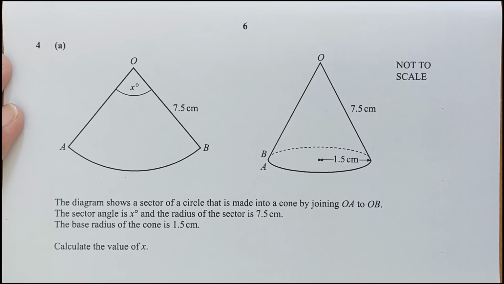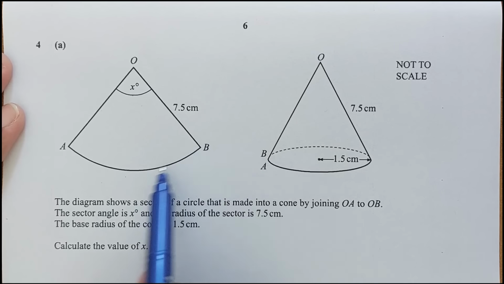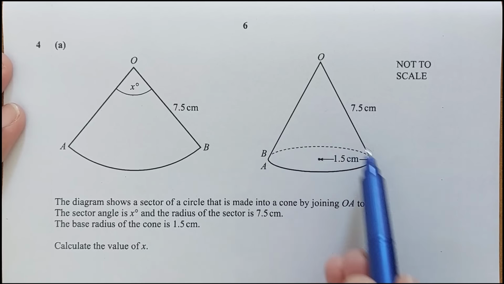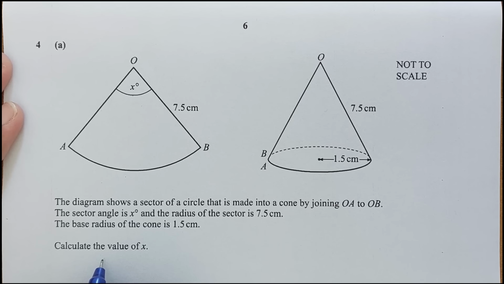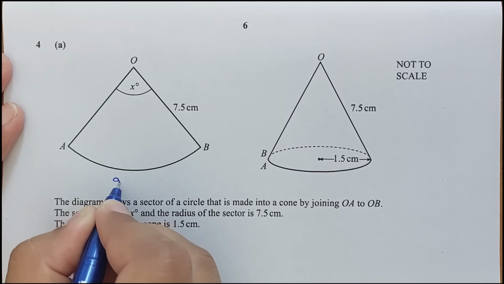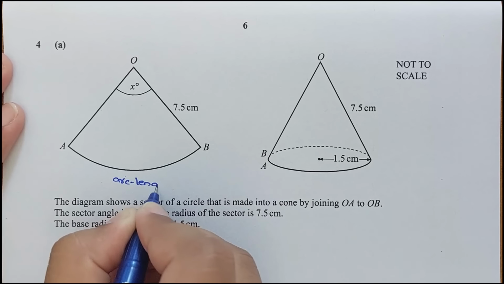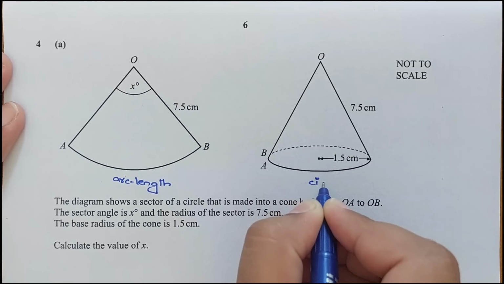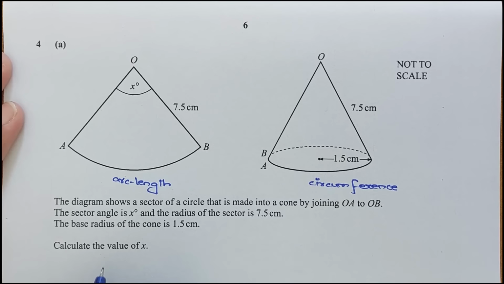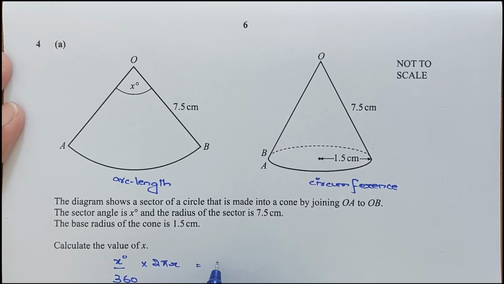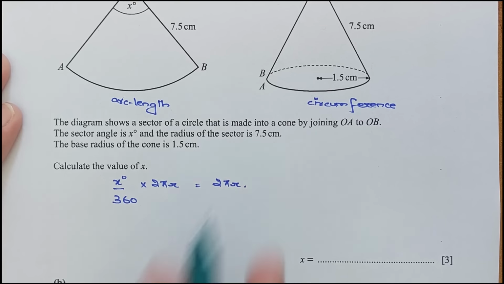All right. So as you can see, this AB is the arc length of the sector of a circle, and AB is the circumference of the circle when it is a cone. So we can say that arc length equals circumference. Arc length becomes the circumference. So using the formula, arc length is x degrees over 360 degrees times 2 pi r, and circumference has a formula 2 pi r. Right. Now we can cancel 2 pi with 2 pi.